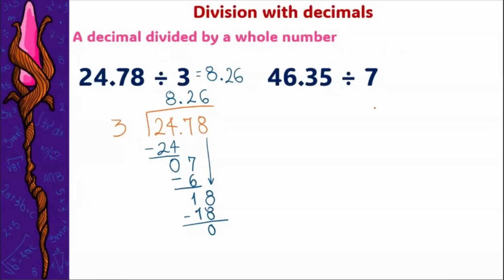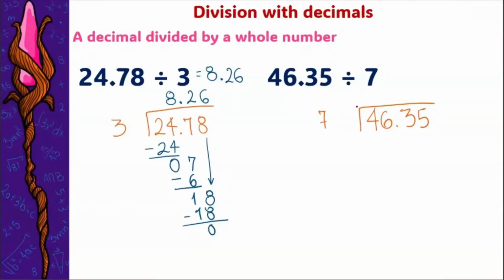Let's check this other example: 46.35 divided by 7. In this case, I'm not going to write the multiplication and do the subtraction. I'm going to do it in the same step, so pay close attention. 4 divided by 7 is not possible because the 4 is smaller, so we take the whole 46.